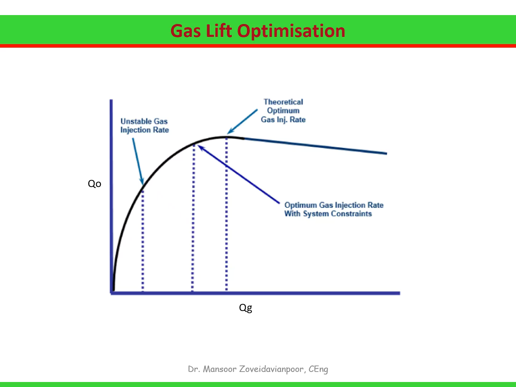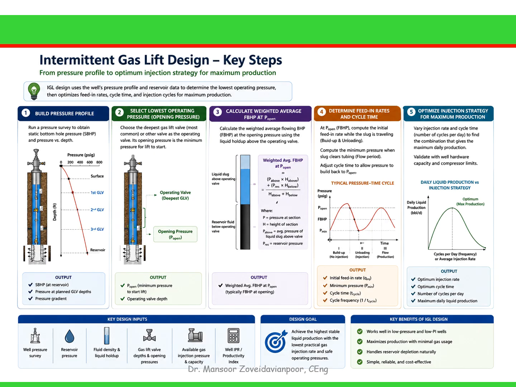That decision depends on several technical, reservoir, fluid, and environmental factors, which we'll look at next. This slide provides a high-level overview of the intermittent gas lift design process. Think of it as the workflow a production engineer follows when designing a gas lift system. The first step is to build the pressure profile of the well.